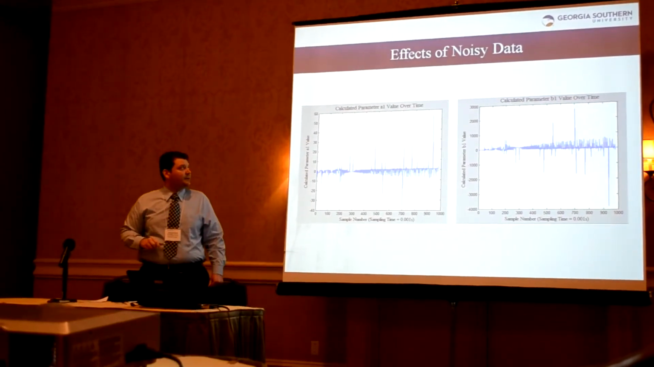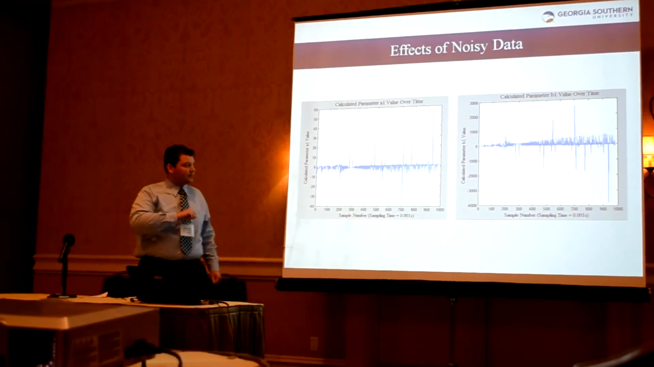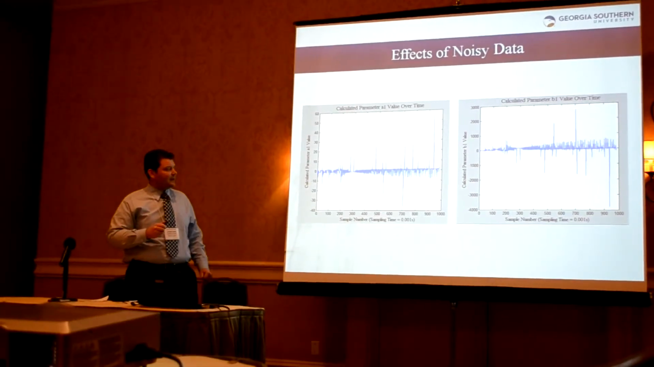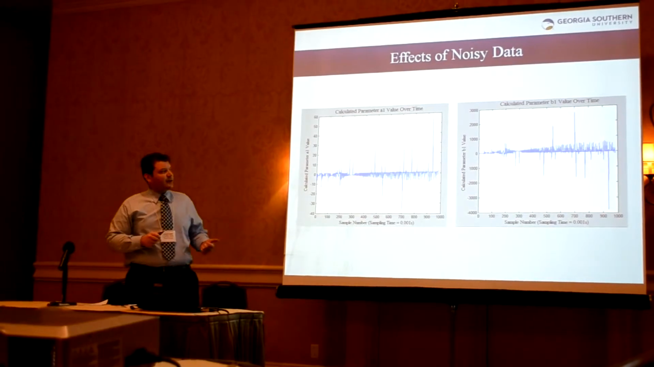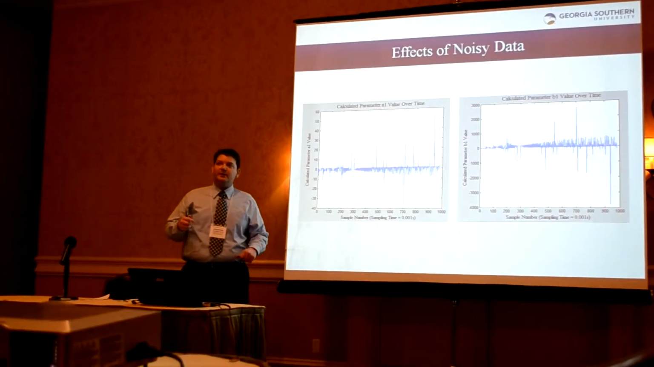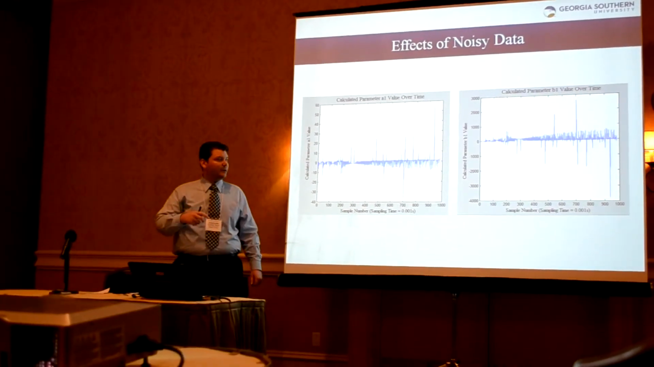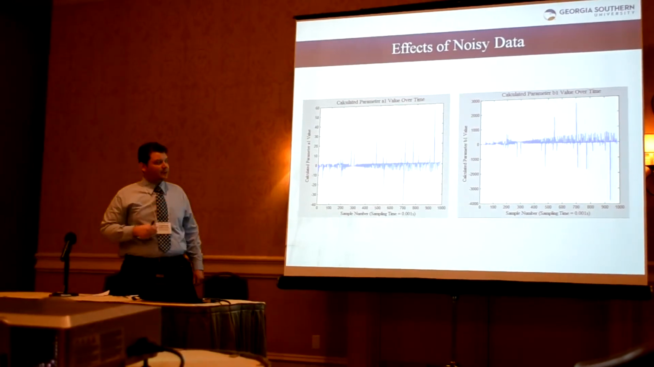These two graphs show the initial calculations of A1 and B1 over the sample range, and you can see that the least squares algorithm was unable to determine a unique value of A1 and B1 that worked over the entire set of response data.